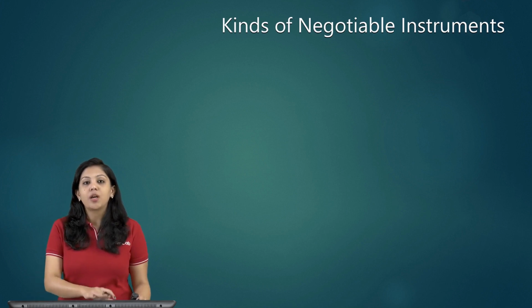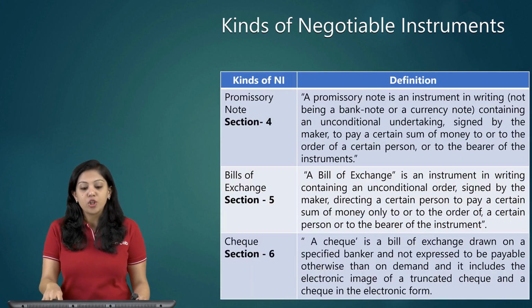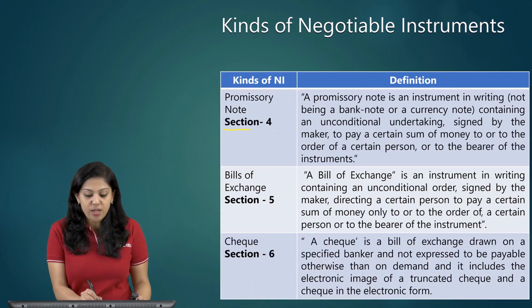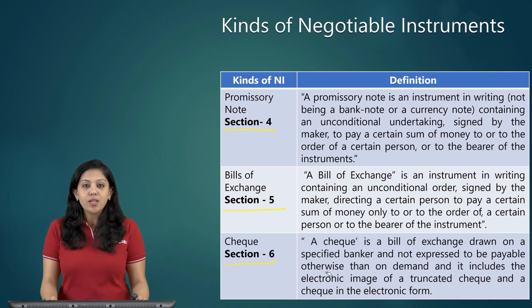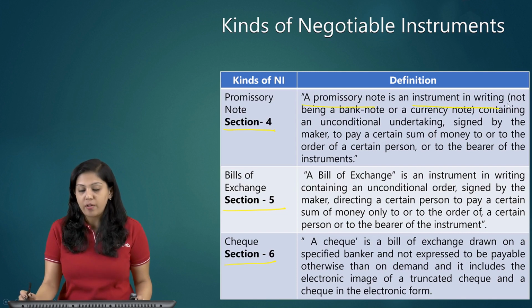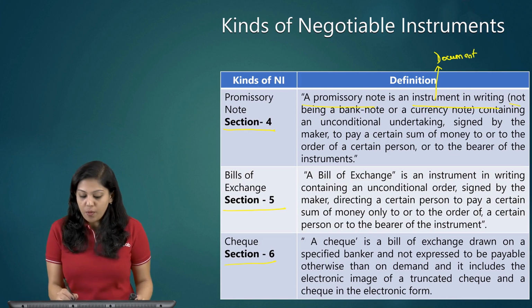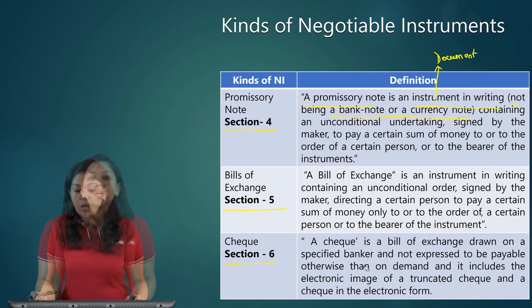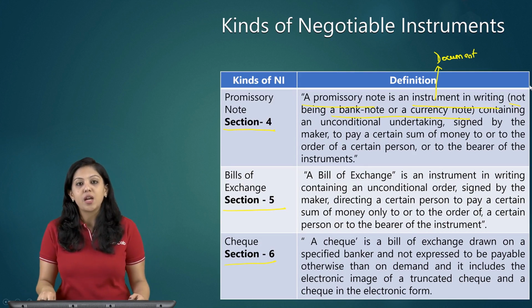So here we'll come to kinds of negotiable instruments. In the very definition, the kinds of negotiable instruments have been specified. So we will be understanding the definition of promissory note, which is defined in section 4, and bills of exchange is defined under section 5, and check is defined under section 6. So let's start with the promissory note. A promissory note is an instrument in writing. As I said, instrument means a document, not being a bank note or a currency note.